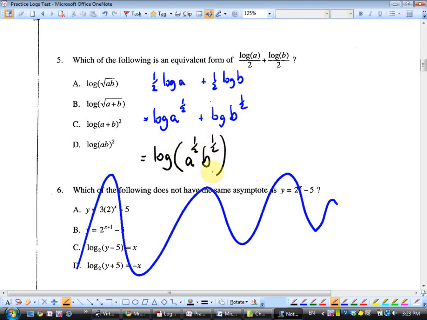Now, normally, this is as far as you can go. In other words, if we had a squared b cubed, we're stuck. But the fact that both of these exponents are identical, and not only that, I've tried very hard to pound into your brain that 1/2 as an exponent is the same as what? Square root. This is actually the same as the log of square root of A, square root of B.